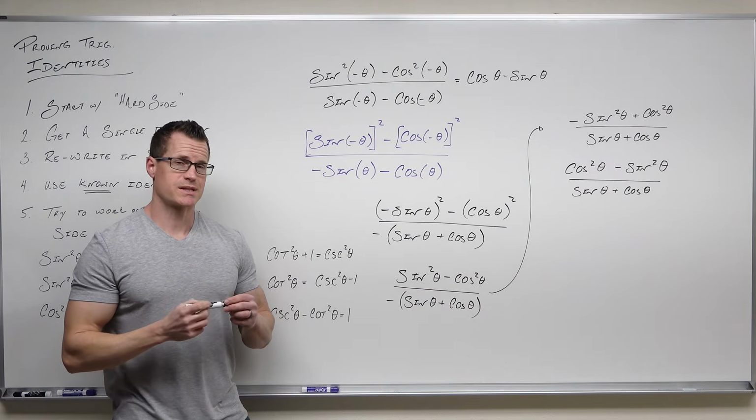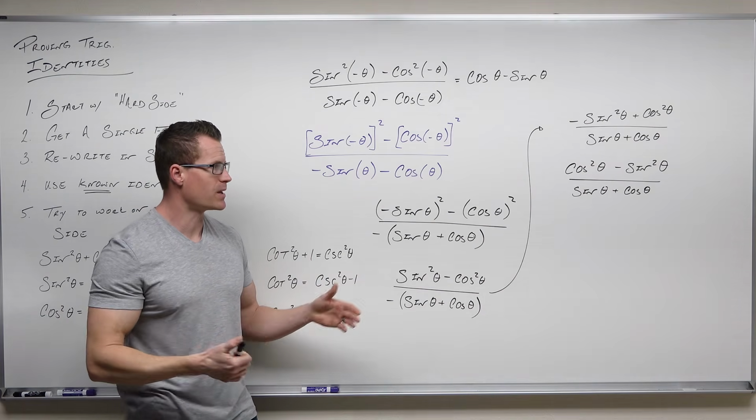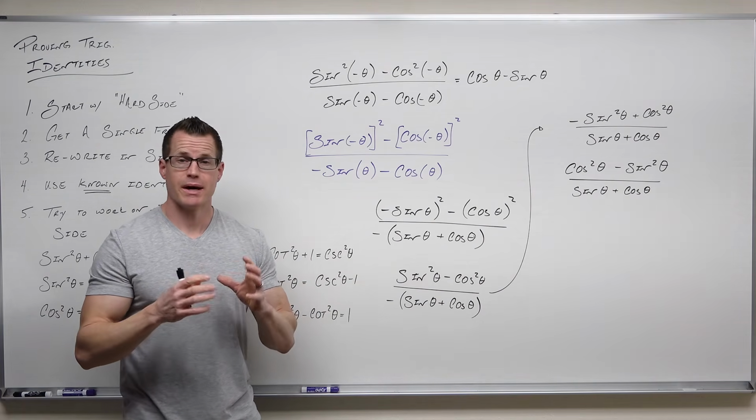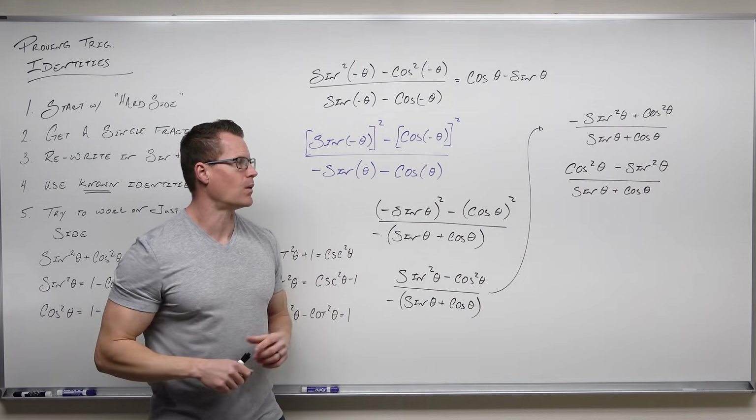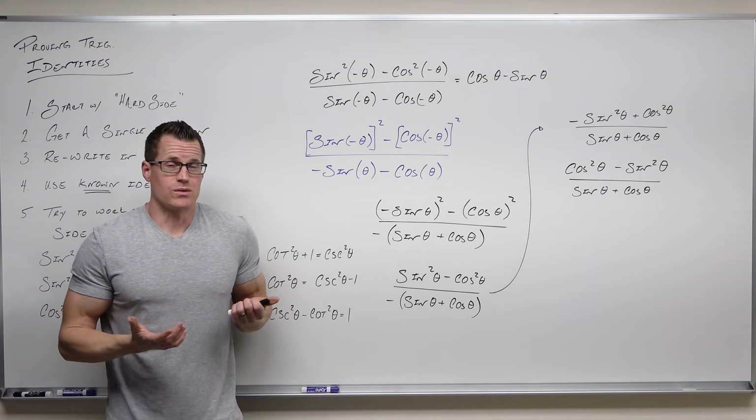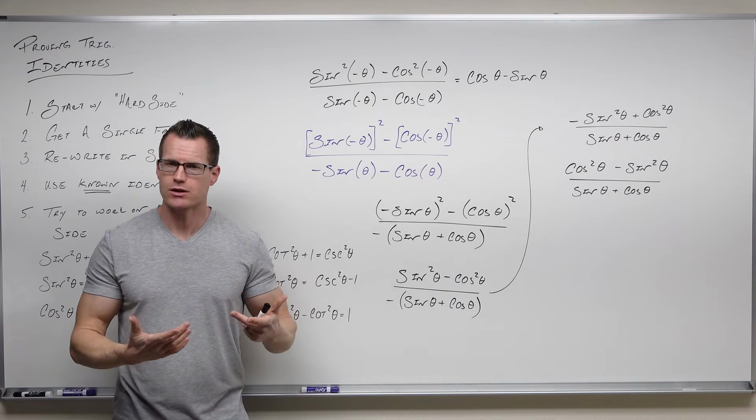Now it looks like we're kind of in the same position. I don't see an identity popping out at me. I've taken care of that negative. It looks about as simplified as I can make it. I don't see an identity that's like, do this right now. So maybe we try something else. Try something like, can you factor it?